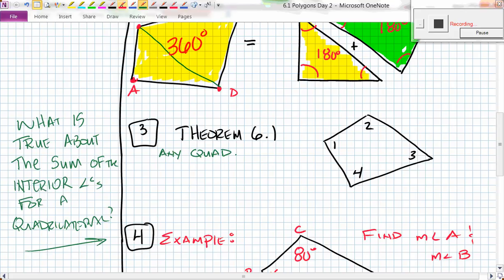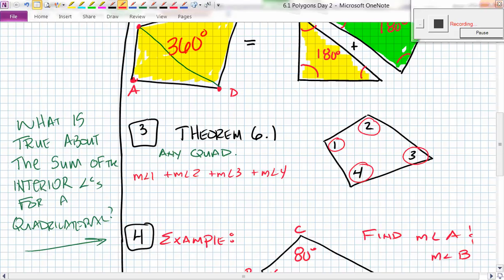It turns out, if I want to add these all up, check it out. Here's angle 1, here's angle 2, this is angle 3, and this is angle 4. If you add them all up, the measure of angle 1 plus the measure of angle 2 plus the measure of angle 3 plus the measure of angle 4, if you add them all together, what do they equal?